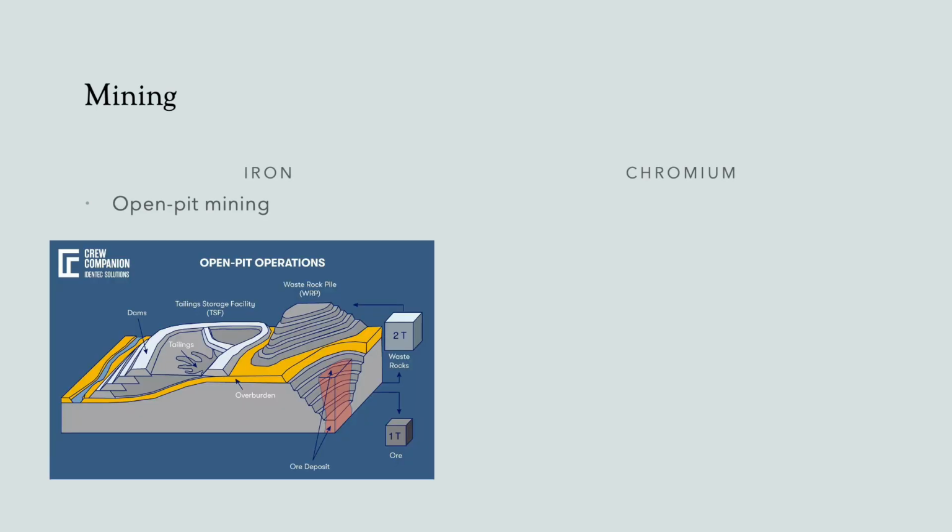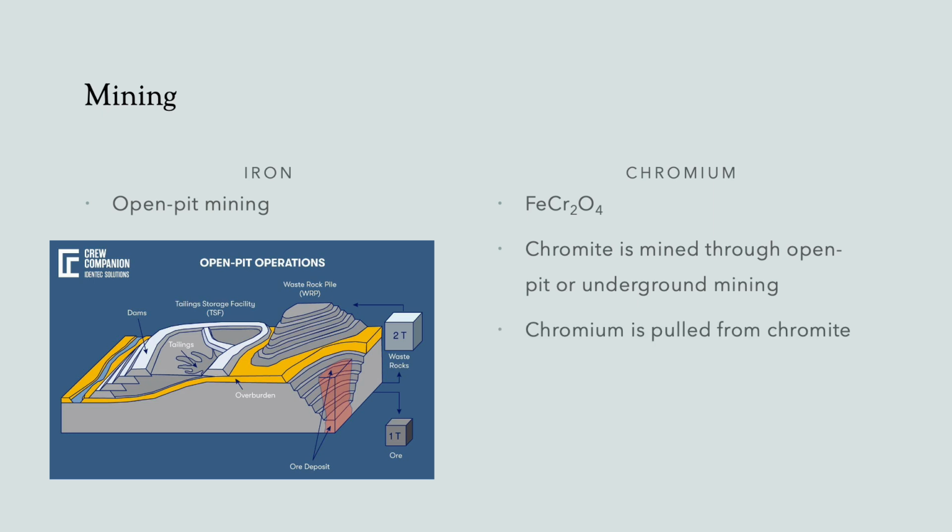Mining. Iron undergoes open pit mining, while chromite is also open pit or underground mining, but chromium is extracted from chromite, and that's why it's not found free in nature.